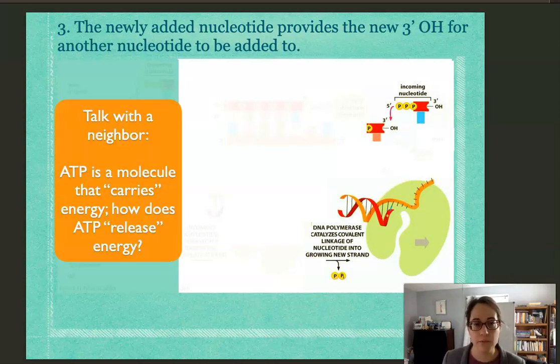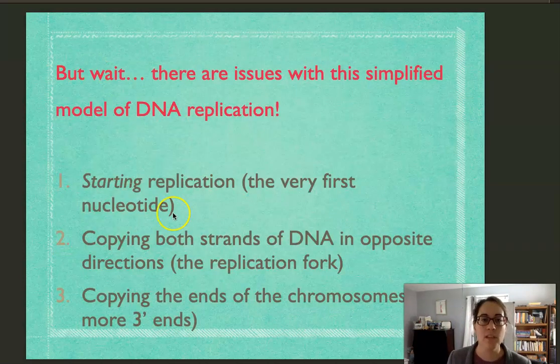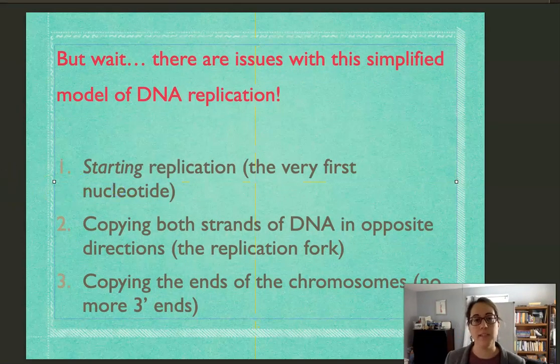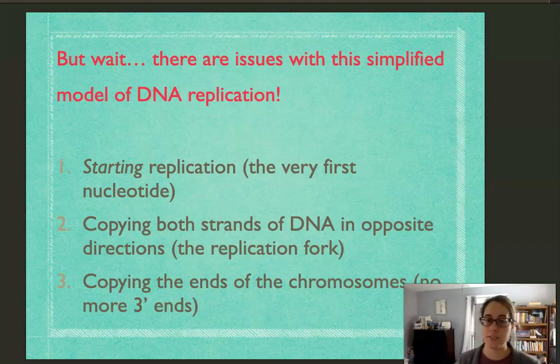So we kind of already went through this, but this will be good for your studying. So we just went through a really simplified model of DNA replication. We are only talking about the replication of one strand of DNA as the template. But we didn't show a couple of things. So we didn't show how replication starts out. We kind of showed the process in the middle. We didn't show, as I said, both strands of DNA being copied at the same time. And we didn't talk about copying the ends of the chromosomes.